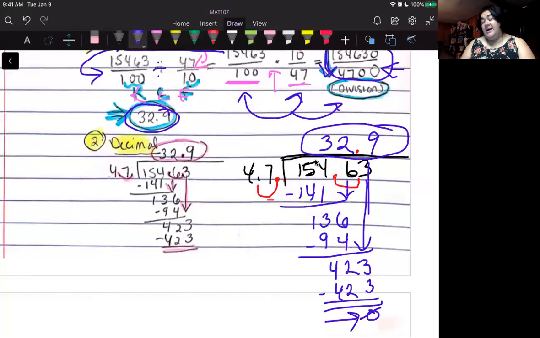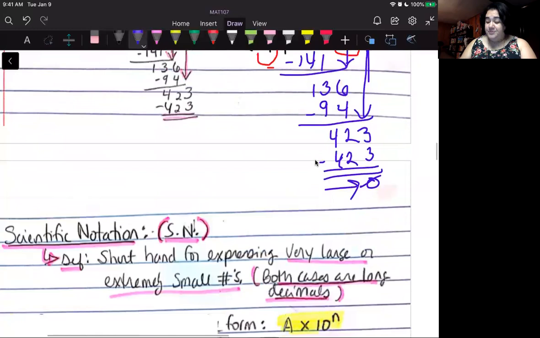As I said, I don't think one method is any more or less efficient than the other. Work with the method that makes the most sense to you, but be sure that you are well-versed in both, since you'd have to be able to teach both, as well as be able to perform both for this unit. All right, let's move on into scientific notation.